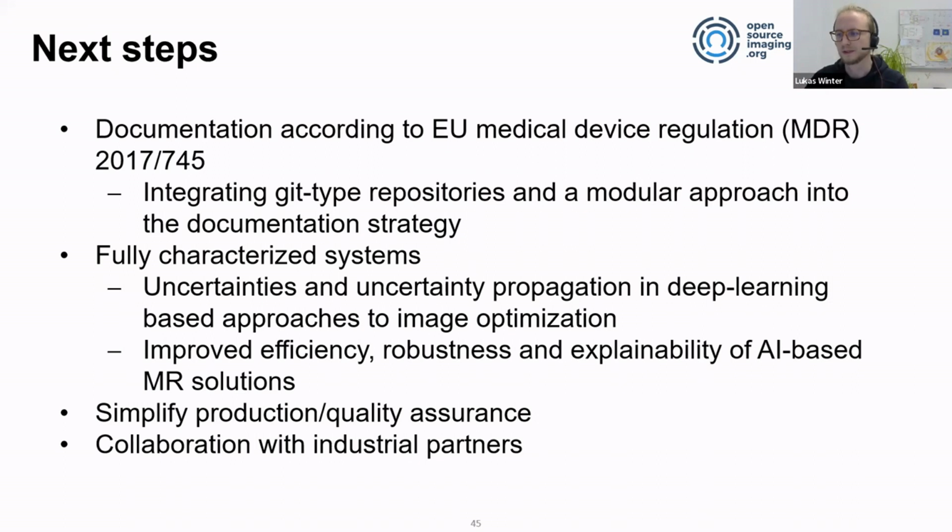There are no real blueprints at the moment. And then, of course, there are other aspects that are quite interesting. If you have a fully characterized system, where you know all the uncertainties, and uncertainty propagation, for example, in deep learning is a big topic. But also things like quantitative imaging, or making things more automated. So the more information you have, the more people can investigate and find solutions for the current problems.